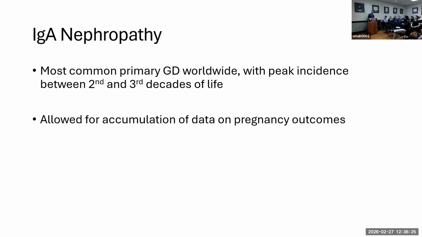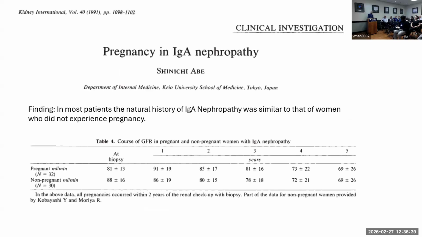So IgA nephropathy, which is the other condition we have a lot of data for. It's the most common primary glomerular disease worldwide, and because its peak incidence is in young patients, in the second and third decades of life, that's why we have a lot of data on pregnancy outcomes.